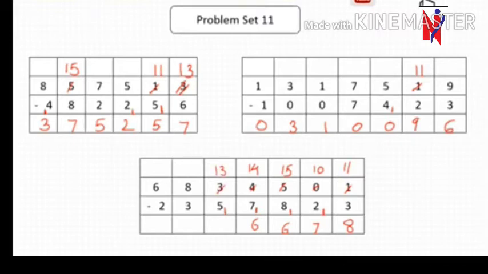13 minus 6 will be 7. 1 it is here. 8 minus 4. 3 plus 1 is 4. So 8 minus 4 is 4. And 6 minus 2 is 4.